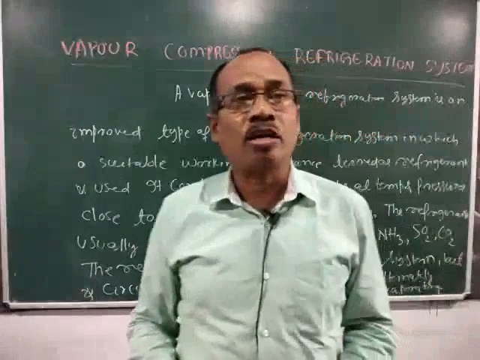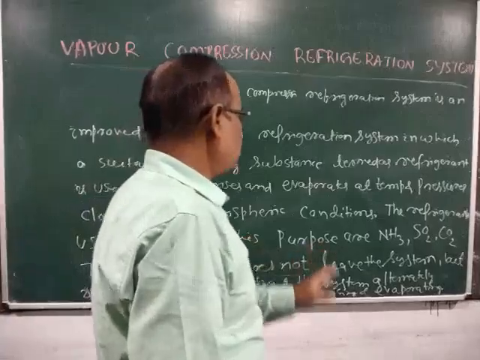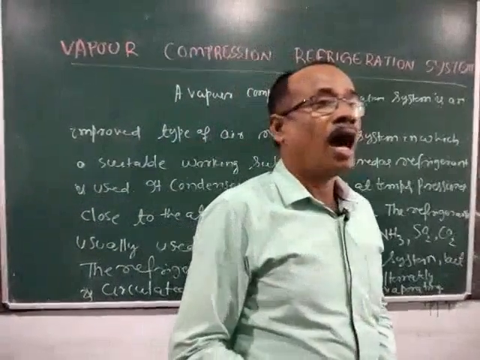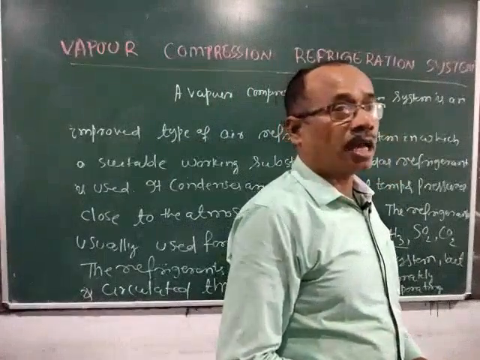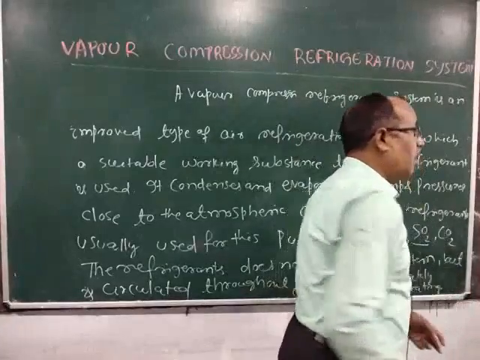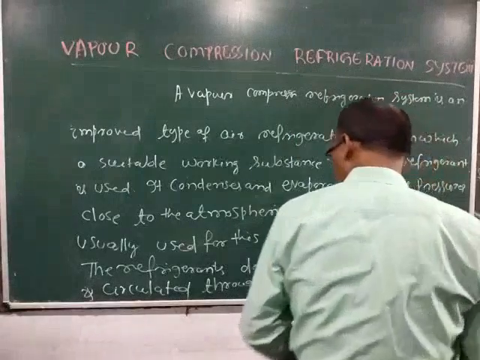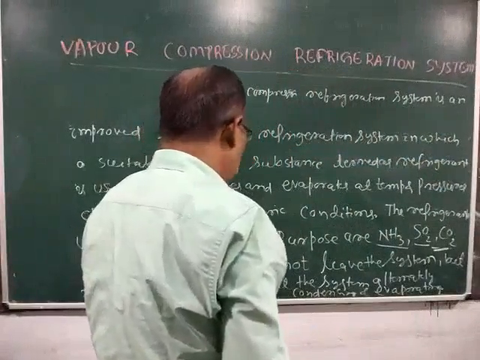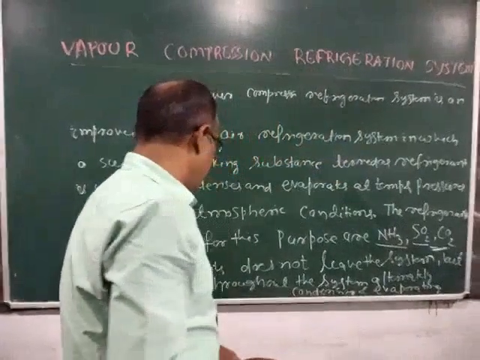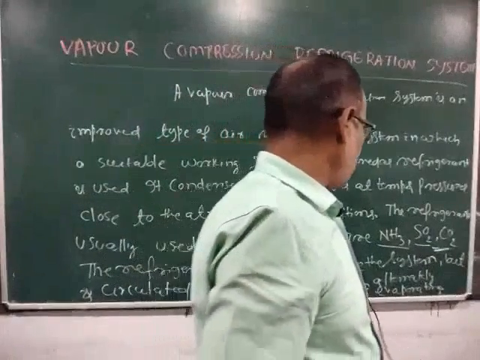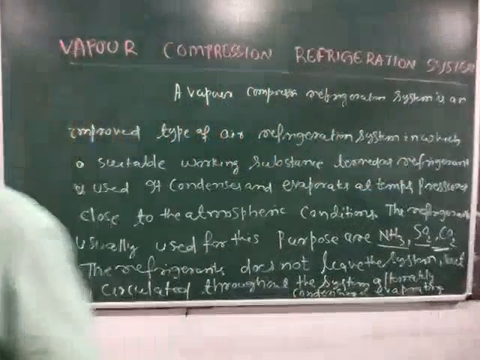Generally, the refrigerants usually used for these purposes are ammonia, that is NH3, sulfur dioxide, that is SO2, and carbon dioxide, that is CO2. The refrigerant does not leave the system but is circulated throughout the system, alternately condensing and evaporating.